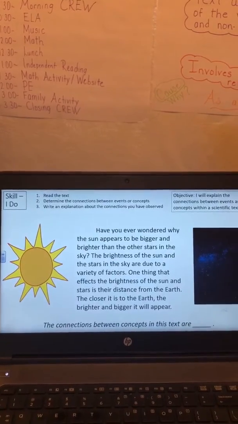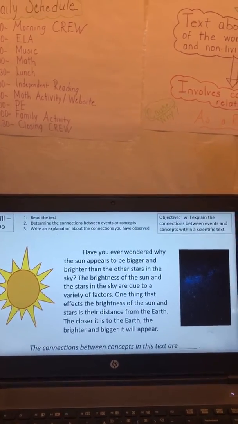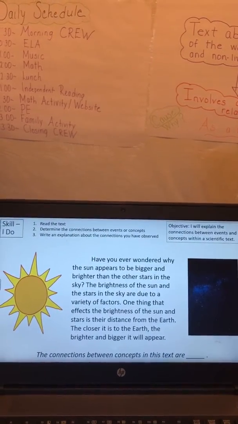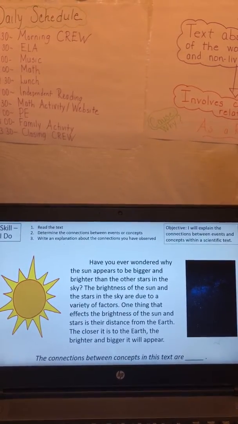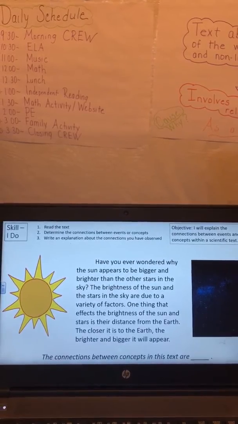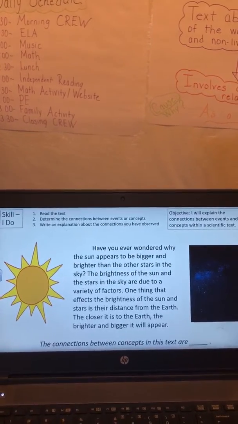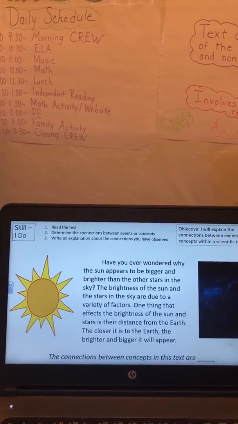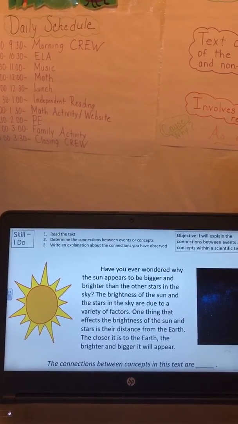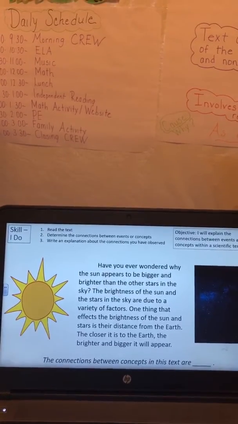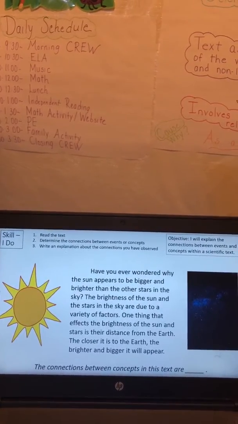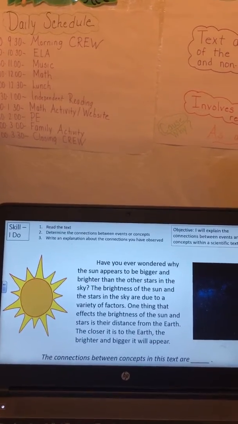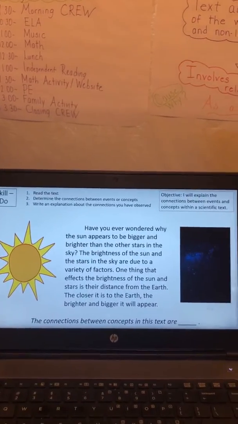So step 1, we're going to read the text. So I'm going to read the paragraph aloud to you, and you can read it to yourself as I read aloud. We're going to determine some connections between events or concepts, and then lastly, we're going to write an explanation about these connections that we've observed. So these are our 3 main steps that we're going to follow, and I will do one for you. We'll be doing one together, and then tomorrow you're going to be doing one on your own. All right, so go ahead and just follow along as I read aloud.